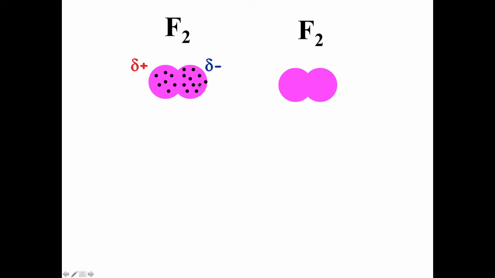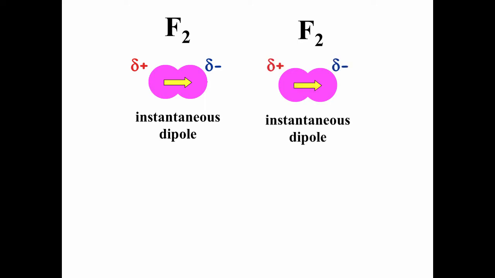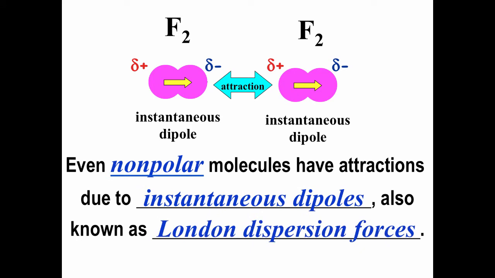That means that the right-hand atom is a little bit negatively charged by comparison to the left-hand atom, and that's a dipole. Now note, this is not going to be a permanent dipole, it's just a dipole that appears briefly, so we call it an instantaneous dipole. But the other nearby fluorine can also have an instantaneous dipole, and in fact, one instantaneous dipole can induce a dipole in a nearby atom, and we now have an attraction between the positive end of one molecule and the negative of another. And so even nonpolar molecules have attractions due to these instantaneous dipoles.